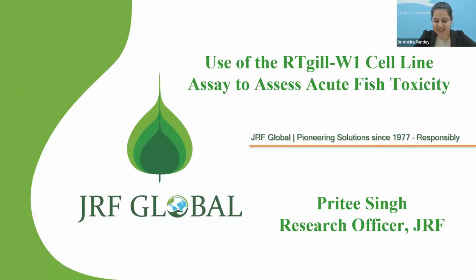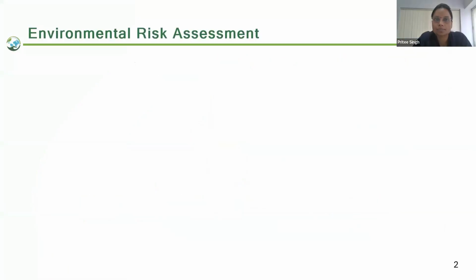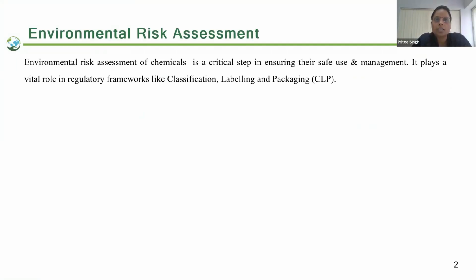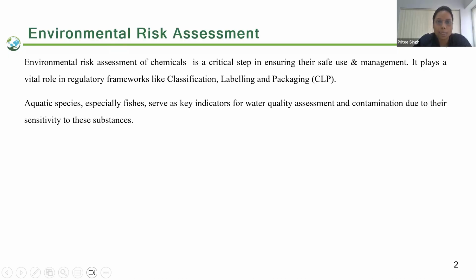Yes, Pritee. Okay. So, moving toward the presentation, that is environmental risk assessment. ERA is a process of identifying, evaluating, and then mitigating the potential harm to the environment. Conducting this environmental risk assessment of a chemical is one of the important steps for ensuring the safe use and management. This plays a vital role in regulatory frameworks like classifying, labeling, and packaging of chemicals.